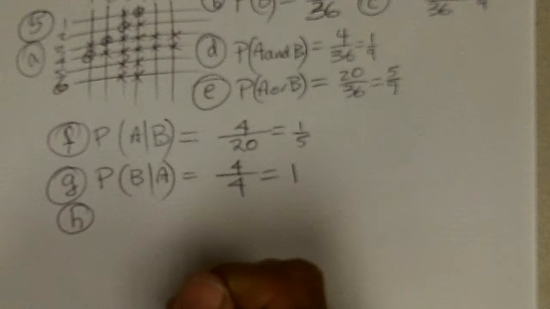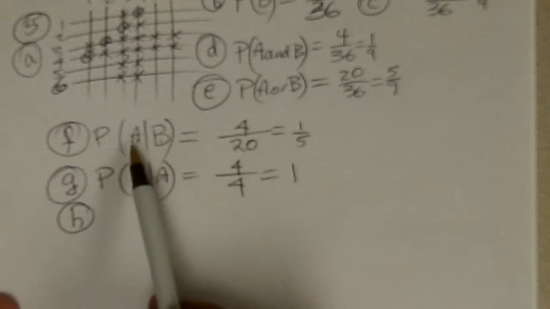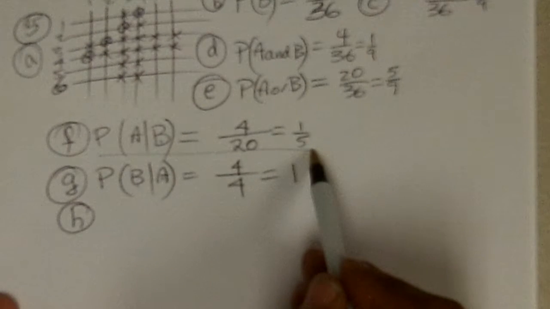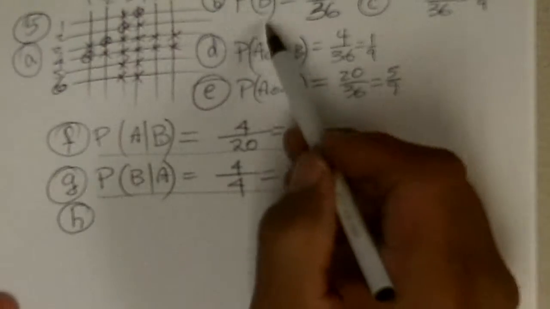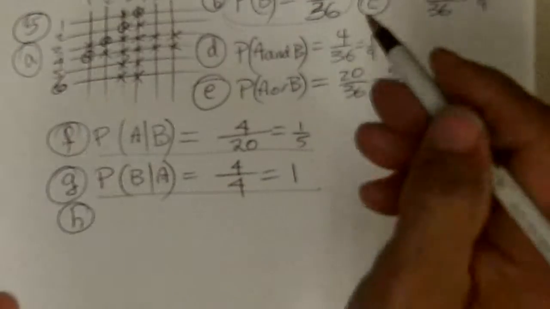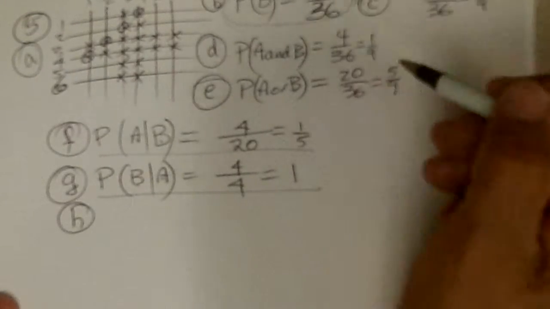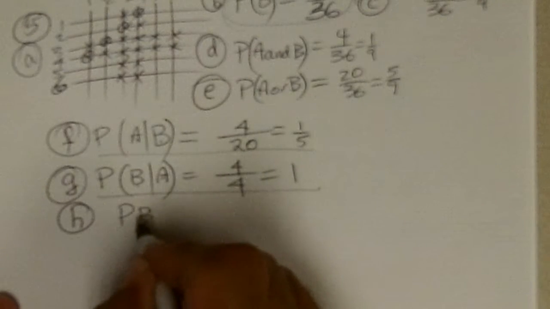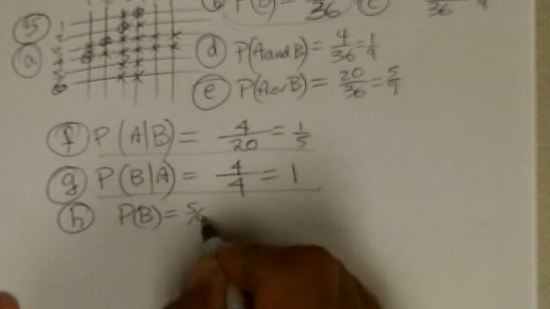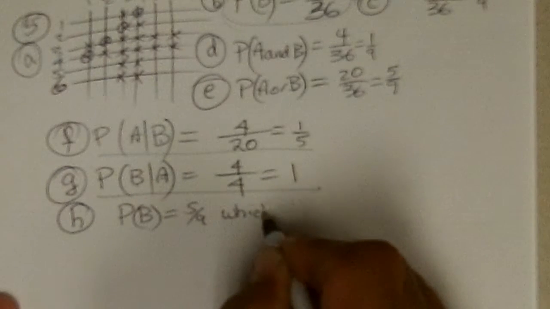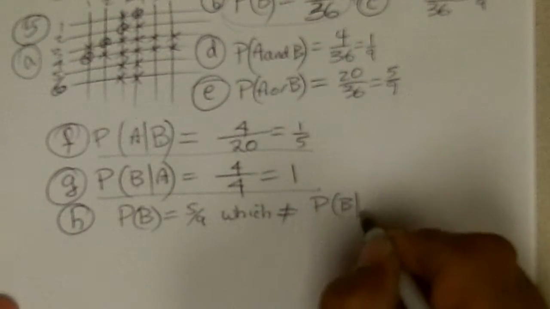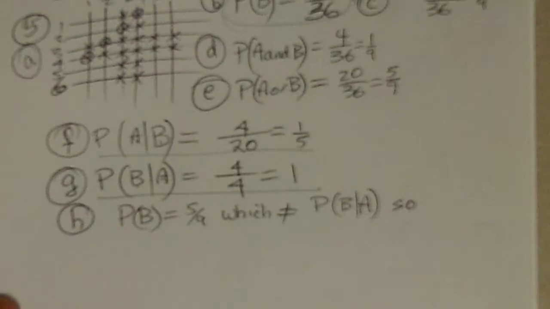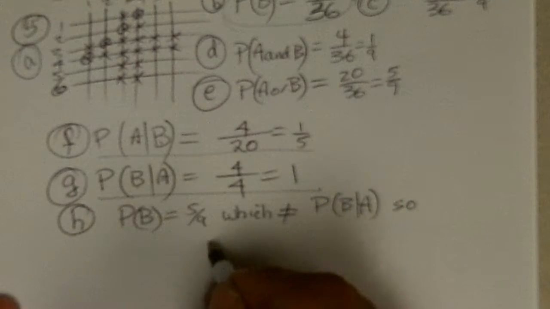Are A and B independent? Well, I would compare this one to the probability of A, or this one to the probability of B. Since up here I have the probability of B, which we decided was 5/9, the probability of B is 5/9, which is not equal to the probability of B given A. So since it's not, the probability changes when we know that, it depends on A. So it's dependent.